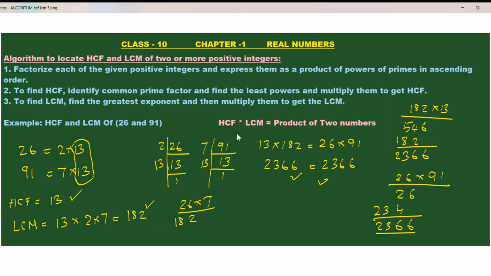Sometimes what they will do, they will give the HCF and LCM and one of the given numbers, and we need to find the other number by using this relation. Got it? Any three of the numbers they will give, we need to find the fourth one, whether it can be the HCF or LCM or any one of the numbers. Got it? Next we'll move on to the next page.